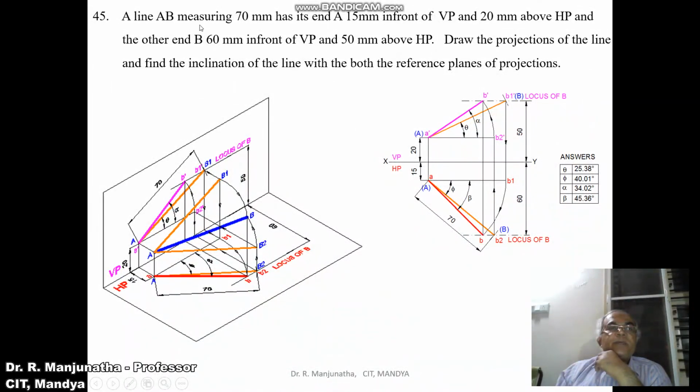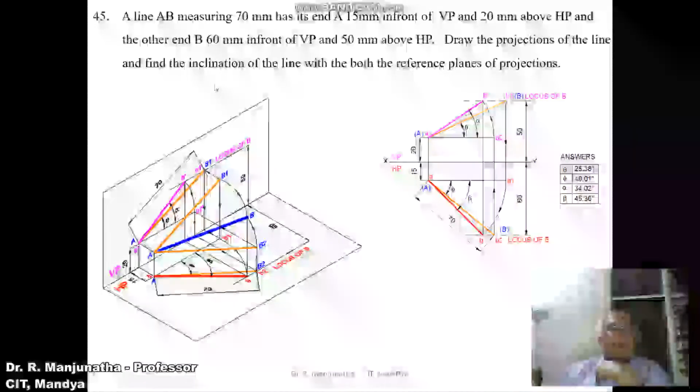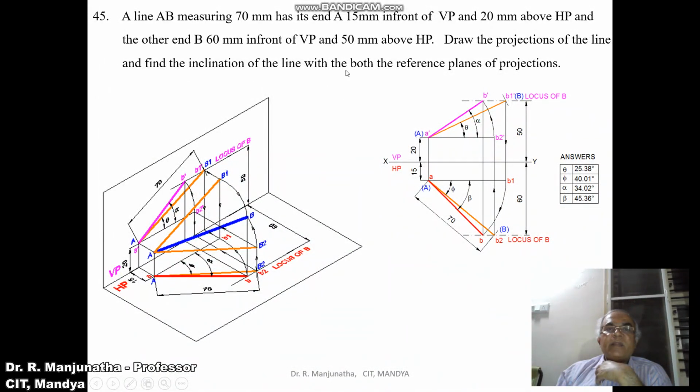A line AB measuring 70 mm has its end A 15 mm in front of VP and 20 mm above HP, and the other end B is 60 mm in front of VP and 50 mm above HP. Draw the projections of the line and find the inclination of the line with both the reference planes of projection.